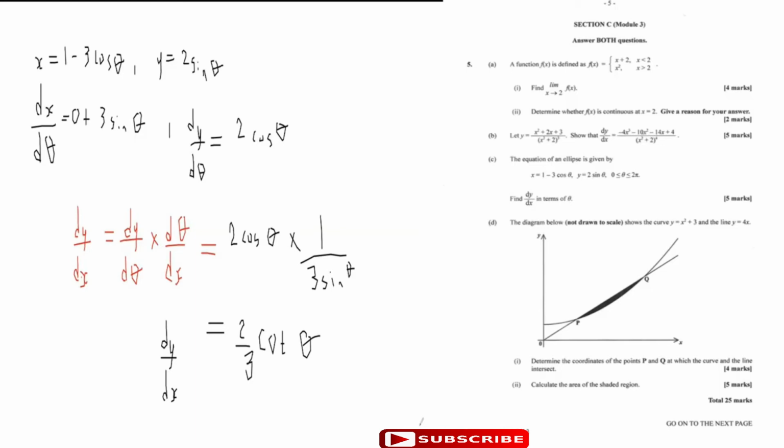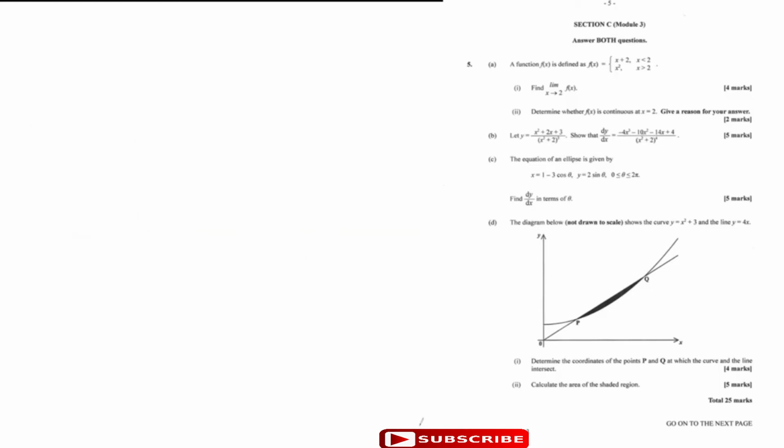Finally, we're looking at this now. It says that the diagram below shows the curve y equals x squared plus 3 and the line y equals 4x. Determine the coordinates of P and Q where the line and the curve intersect. So if we want the point where the line and the curve intersect, finding the point of intersection, we substitute the line into the curve. Substitute the line into the curve and we solve them simultaneously. So let's go ahead and do that.